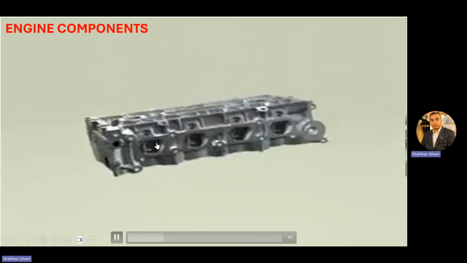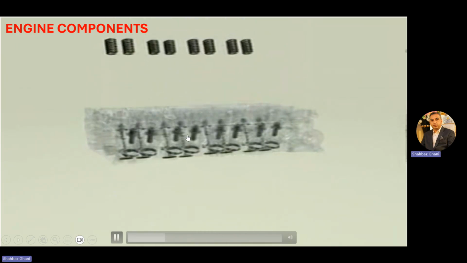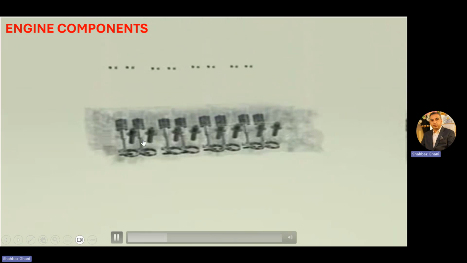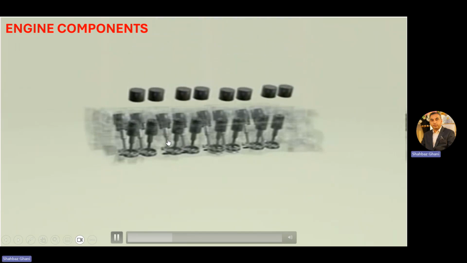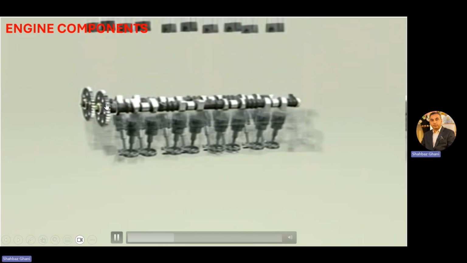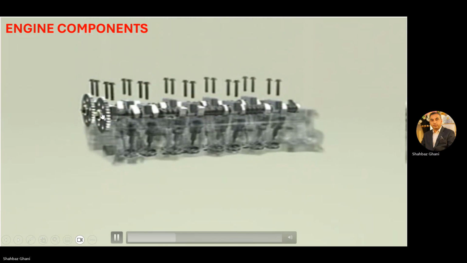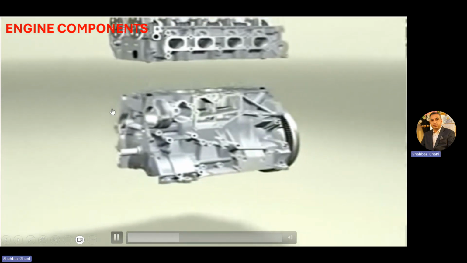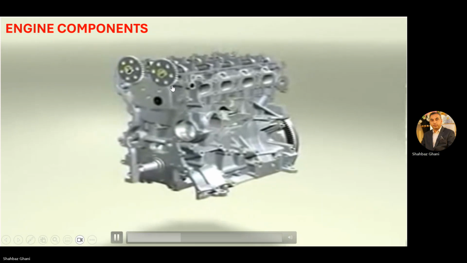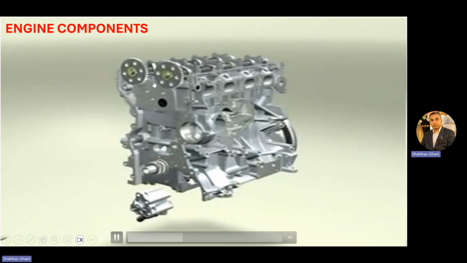First was the engine block with the cylinders, and then this is the engine head, in which we have the intake valves and the outlet valves. These inlet and outlet valves are controlled or moved by these camshafts. These are the overhead camshafts which control the opening and closing of the inlet and exhaust valves. So we have two camshafts here for the inlet and the exhaust valves.